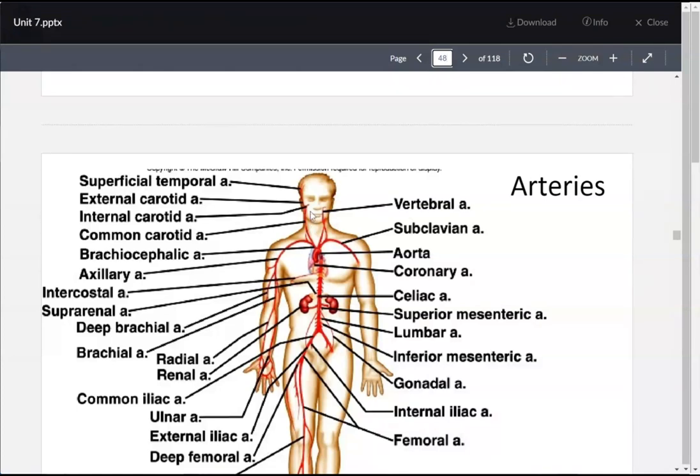Obviously, as we get into the neck and head, the external, internal carotid, common carotid, brachiocephalic, subclavian, vertebral arteries, all of those are going to be important.